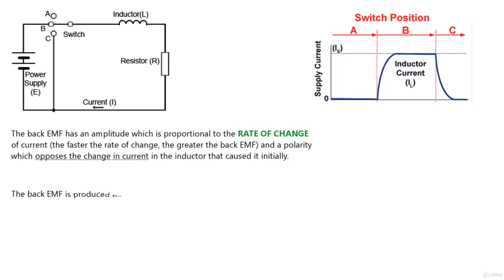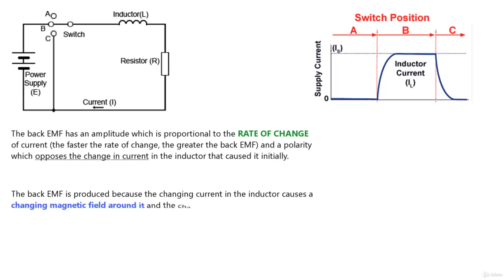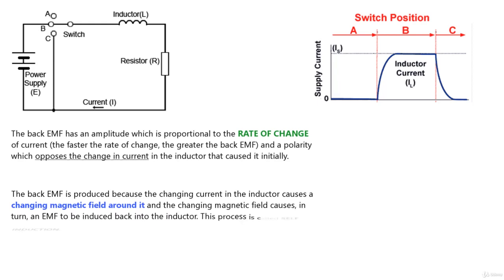The back EMF is produced because the changing current in the inductor causes a changing magnetic field around it, and the changing magnetic field causes, in turn, an EMF to be induced back into the inductor. This process is called self-induction.